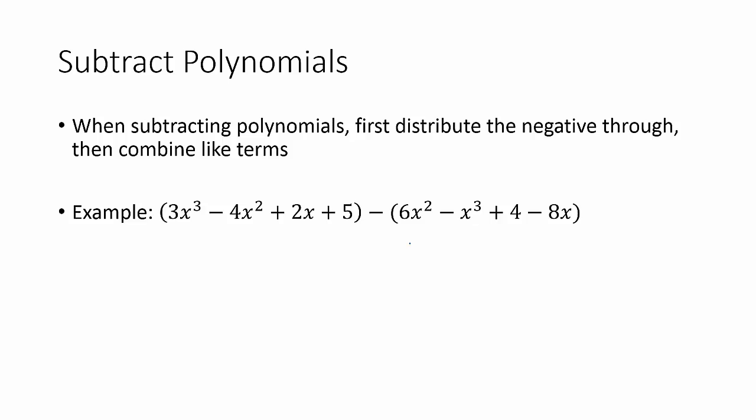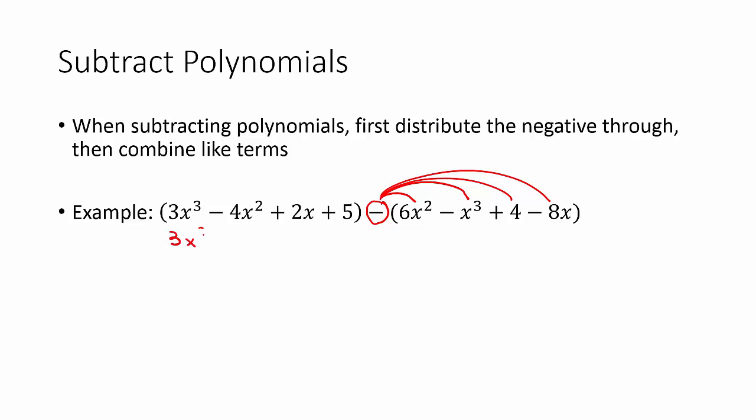So adding polynomials is pretty straightforward. Subtracting polynomials is similarly straightforward. The only difference is when subtracting, we first have to distribute that negative through the second polynomial to make sure the entire thing is subtracted. So when we have 3x cubed minus 4x squared plus 2x plus 5, and we want to subtract the polynomial 6x squared minus x cubed plus 4 minus 8x, first, we're going to distribute that negative through the parentheses.